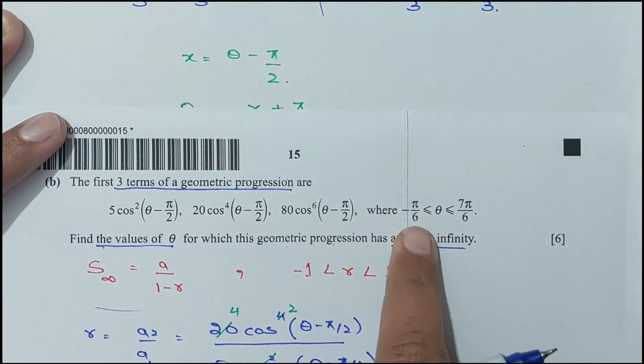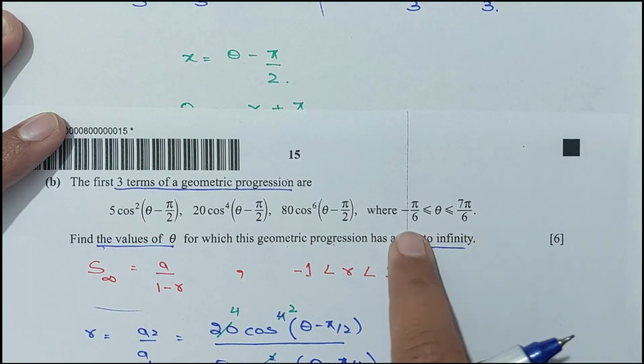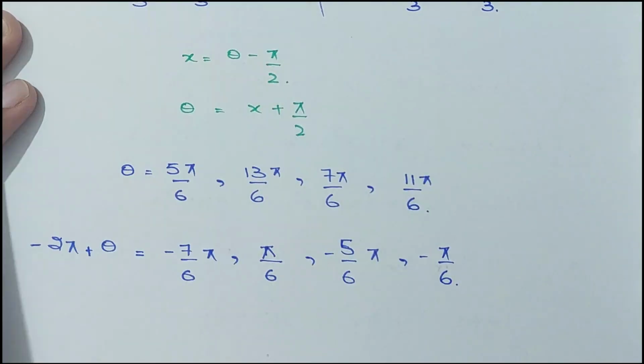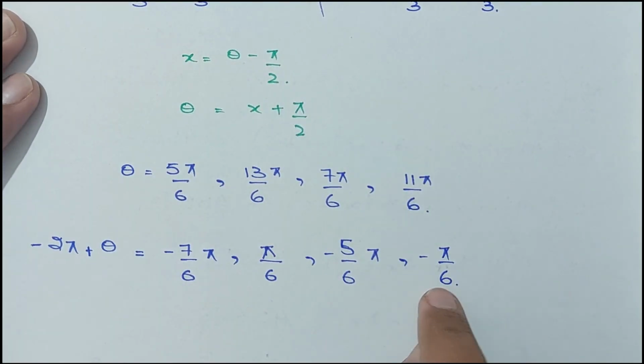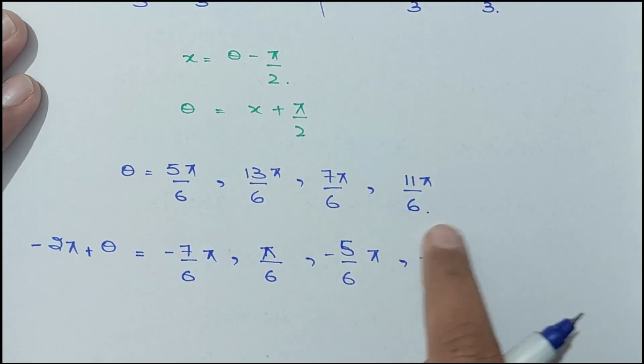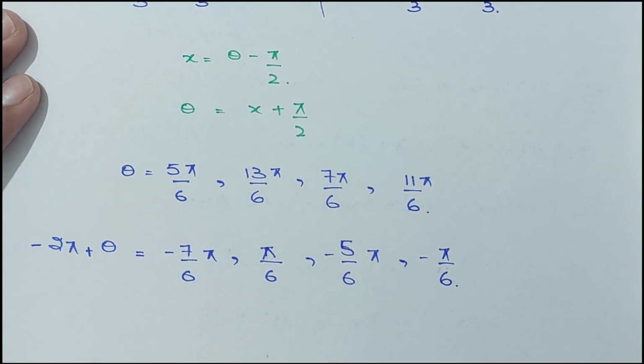Now let's see the domain we have been given. It must lie between minus pi by 6 and 7 pi by 6 for those theta values. Okay, minus pi by 6, this belongs. Minus 7 pi by 6 is not included. Minus 5 pi by 6 is not included. Pi by 6 is included. 5 pi by 6 is included. 13 is more. 11 is also more. 7 pi by 6 is included, right?